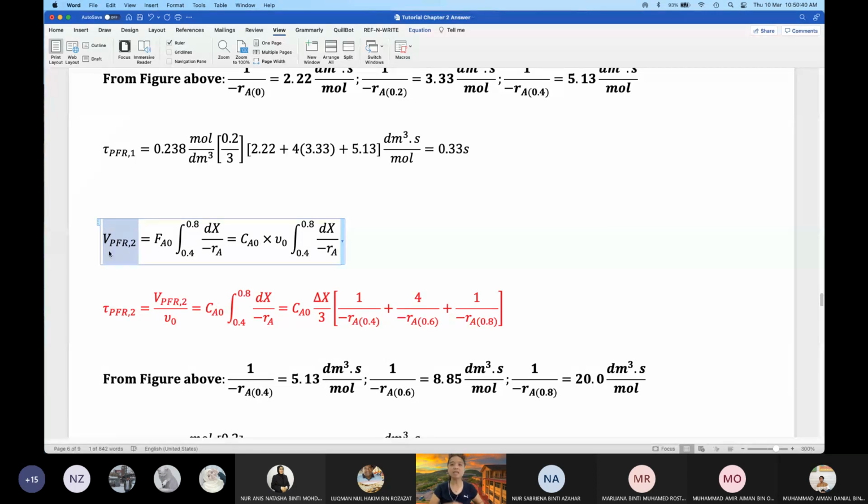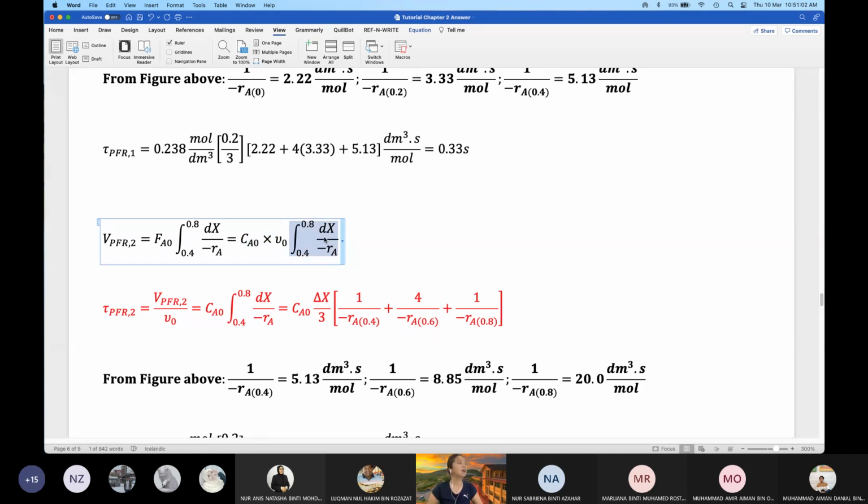Volume saya dah ada, saya tak ada volumetric flow rate, initial volumetric flow rate. But I remember FA0 is equal to CA0 multiply with V0. Itu adalah perkataan yang kita dah pernah tahu. Okay, so I replace it that way. Then integral part masih sama. Part integral ni kita tak kacau, kita biarkan sahaja.